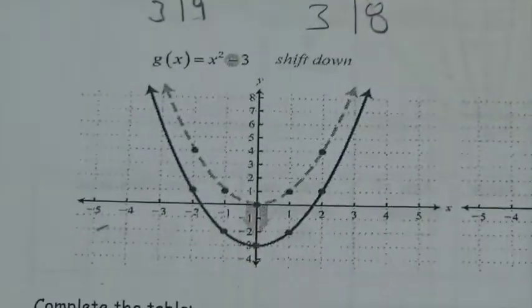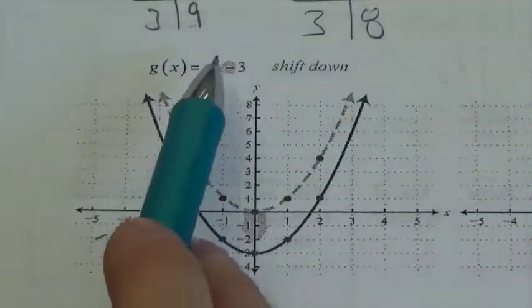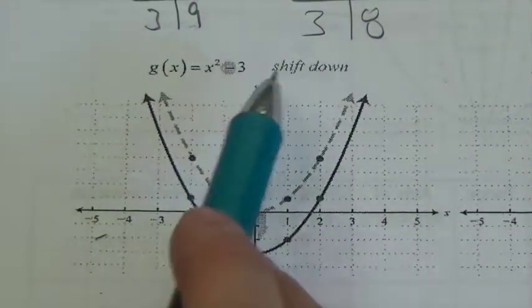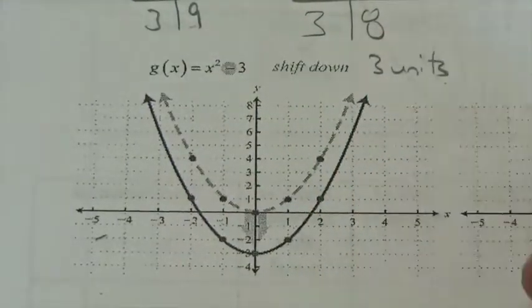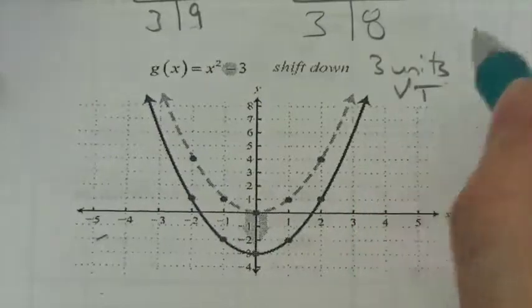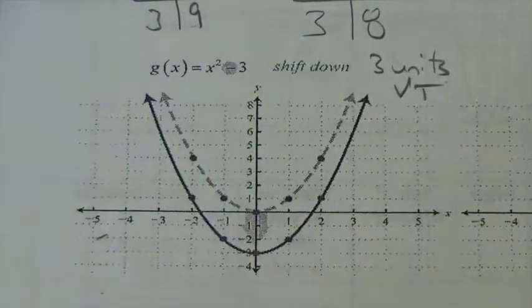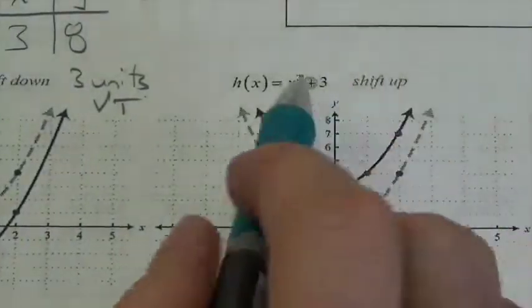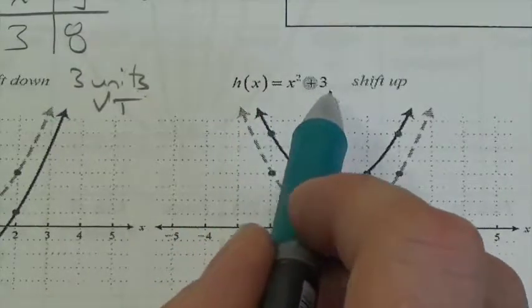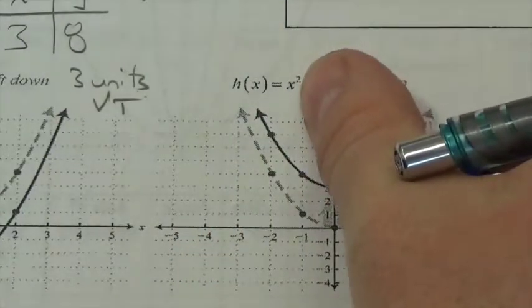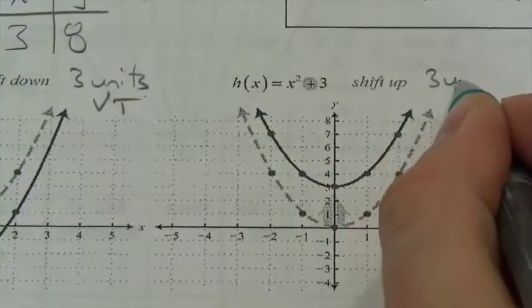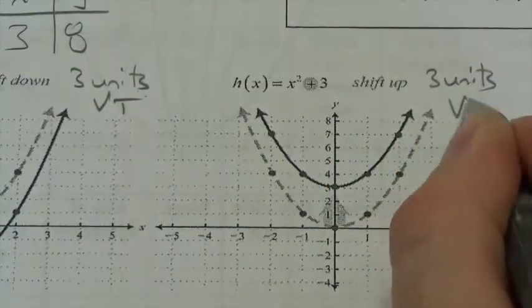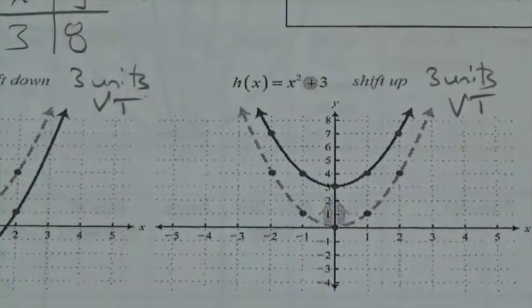So taking a look at a couple of examples here, if you've got y equals x squared minus 3, that's a shift down of 3 units. Okay? Or a vertical translation. You'll see me do VT quite often here. Over here, x squared plus 3. Remember, x squared is the y coordinate, and then it's being increased by 3, so that's going to be a shift up of 3 units. And again, I might just call that VT.